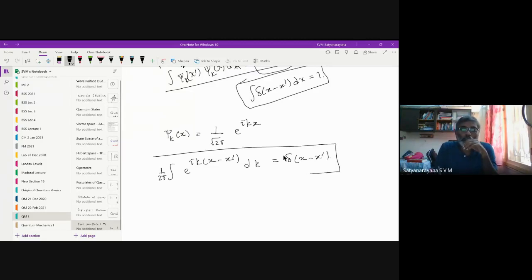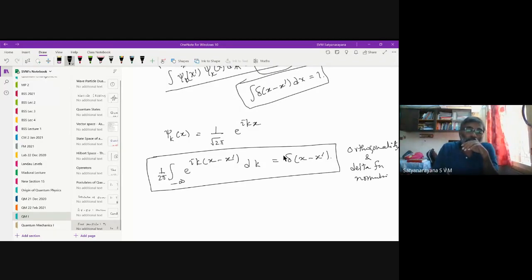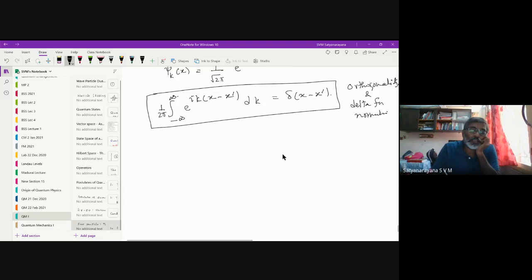So the point is that there are two things involved. One is orthogonality, and second is this delta function normalization. Of course, I am going to do this integral from minus infinity to plus infinity. So whenever we have this kind of situation, a particle may not be exactly like this e to the power ikx. This e to the power ikx is basically 1 by root 2 pi e to the power ikx for different values of k, k continuous.